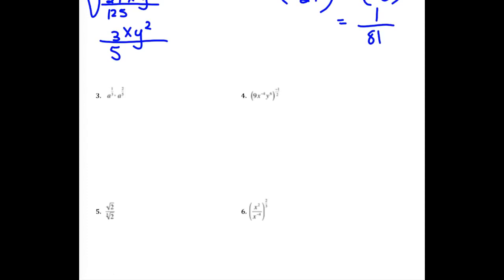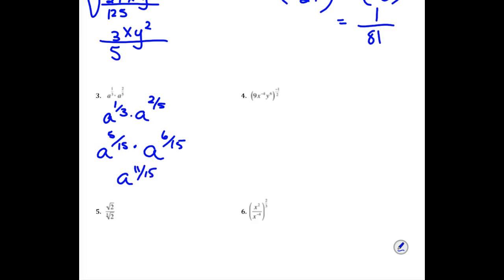We have a to the 1/3 and a to the 2/5. What do we have to do when we want to combine those a's? We need a common denominator. Yep. So what would we use for denominator? 15. Okay. So we're going to have a to the what? 1/3 would be the same as 5/15. And then we have a to the 6/15. So we end up with a to the 11/15.